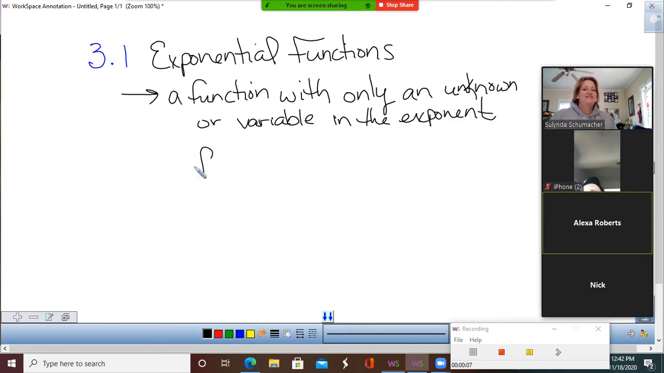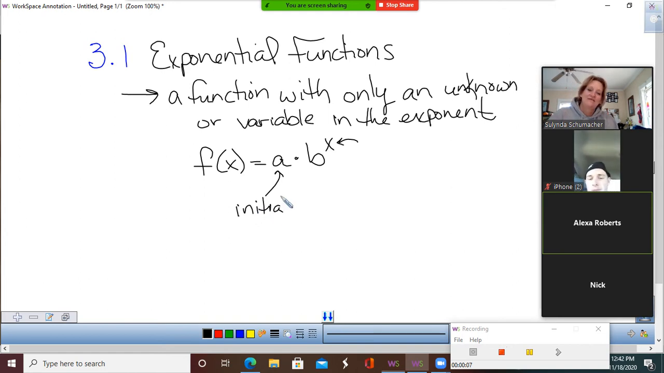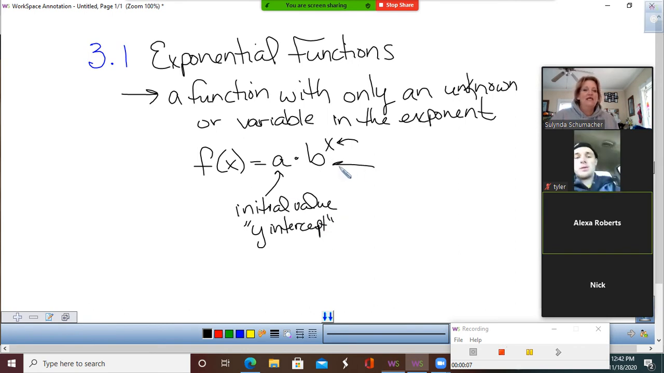So usually it looks like this. F of x equals a times b to the x. The unknown is right up there. This first letter, a, is the initial value. Or sometimes we consider it the y-intercept, it's the same thing, the initial value. The b is the base.